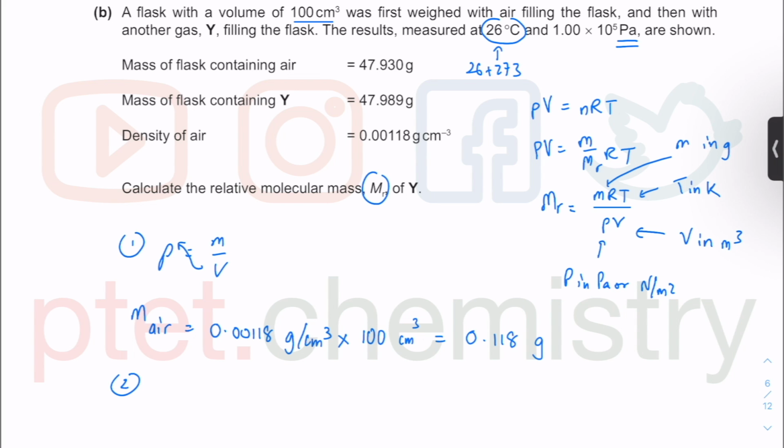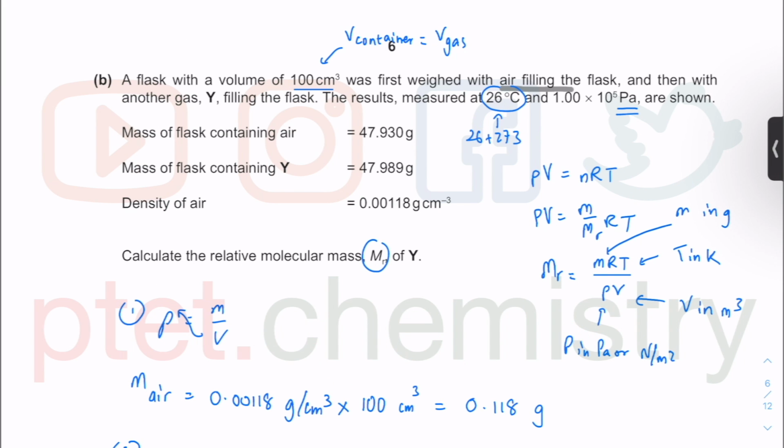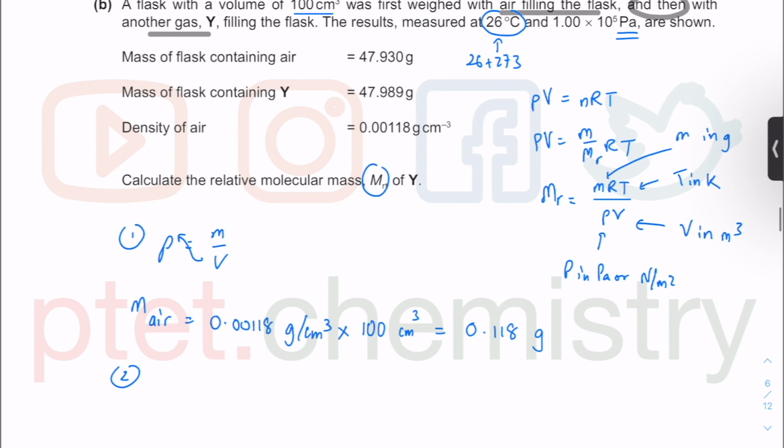So what's going to happen is, no, cannot be. If you read the question, first of all, you fill it with air, and then you fill it with another gas Y. So I need to find what is the mass of the flask first, because I know the mass of air already. I need to find the mass of flask. So the mass of flask is going to be the difference. The mass of flask is going to be number 1 minus this thing here.